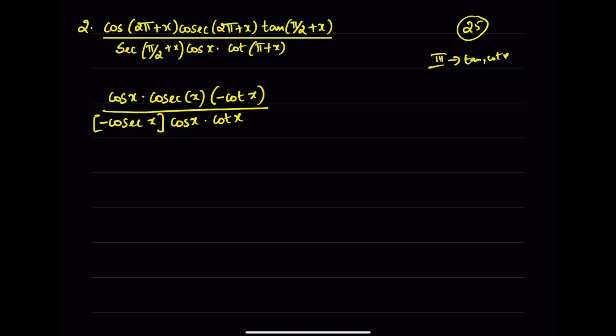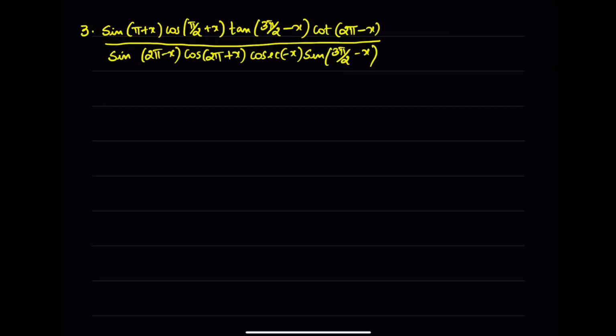So let's find out which terms can be cancelled out here. Cosecant can be cancelled, cos can be cancelled, and cot can be cancelled. And if you notice here, this is a negative value divided by a negative value. So it will change to a positive value, and we have 1 as the answer for question number 2. Let's solve the third problem. So let's start changing the values.